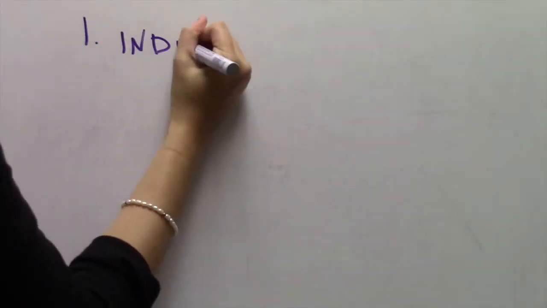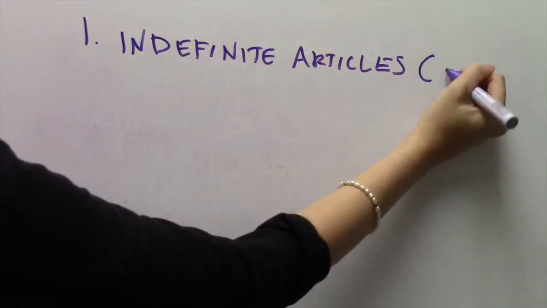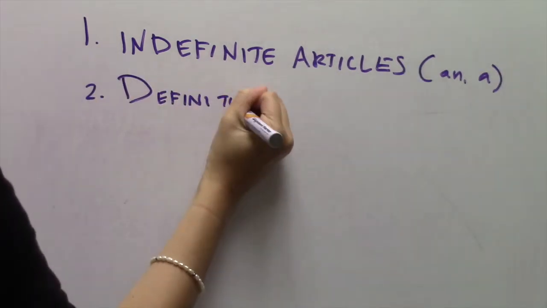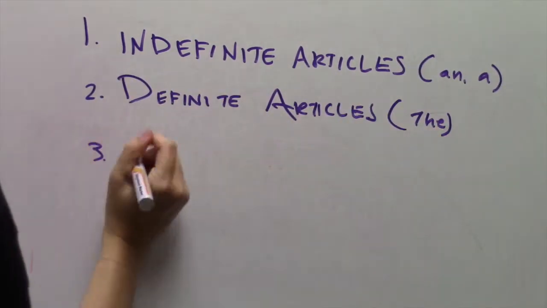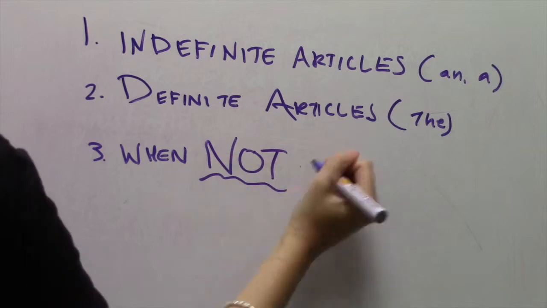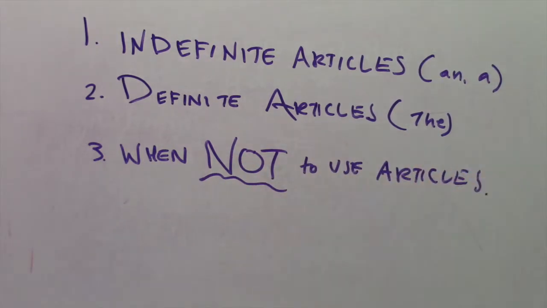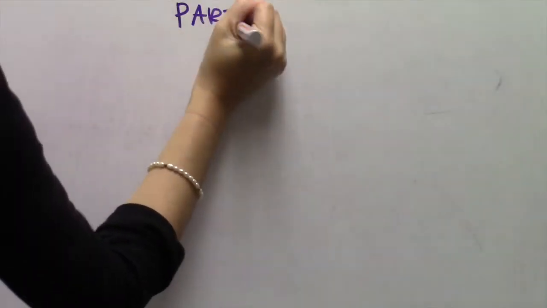So first off, we have indefinite articles, so using an and a. And secondly, we have definite articles, which is the. And as an added bonus, we have when not to use articles, because this can be a little tricky knowing the difference. Alrighty, here we go.